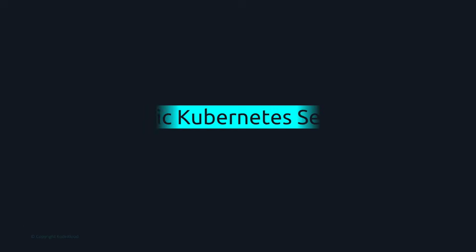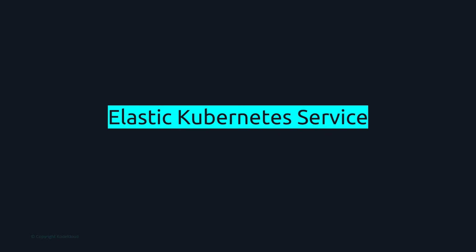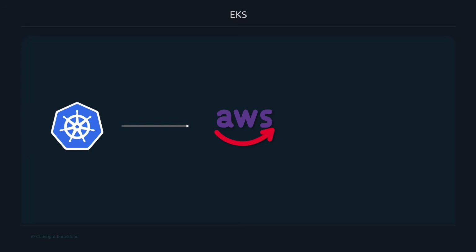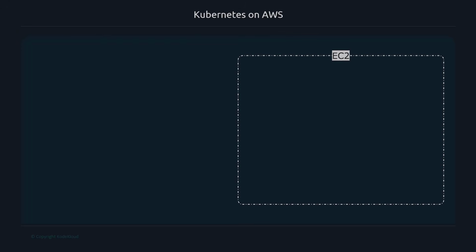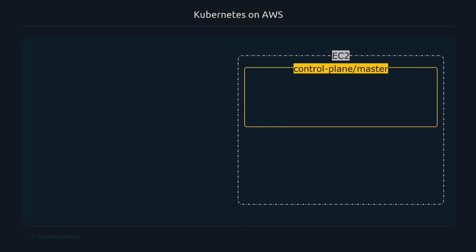So let's now talk about AWS's Elastic Kubernetes Service. What happens if we want to deploy Kubernetes onto AWS? How do we do that? When it comes to deploying Kubernetes onto AWS, there's actually a couple of different ways to do it. I think the most obvious way of doing it is you would go under EC2 and you'd provision a bunch of servers to act as your control plane and your master.